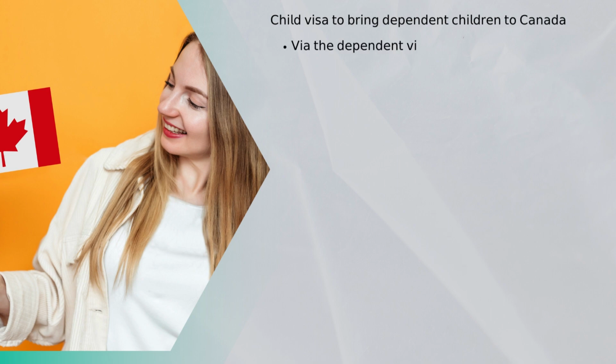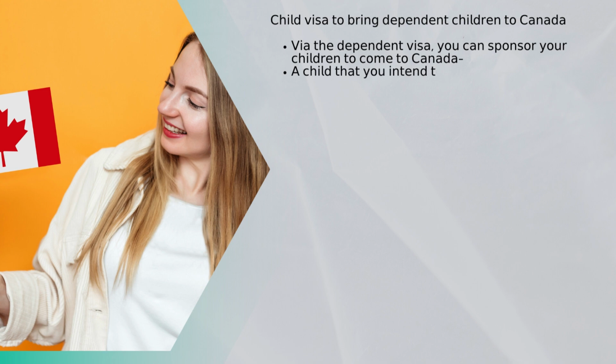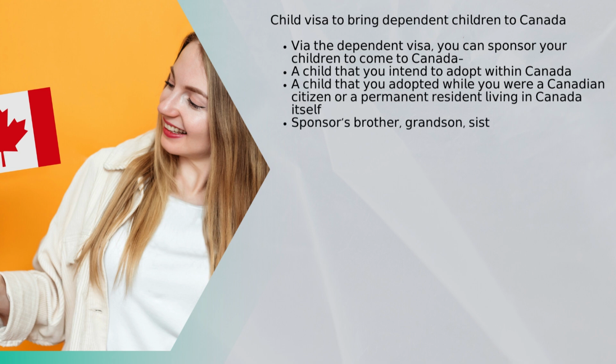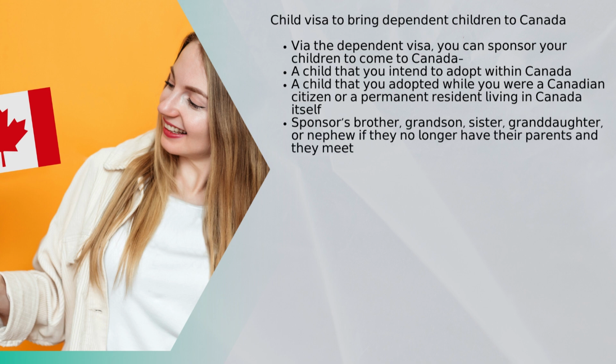Child visa to bring dependent children to Canada. Via the dependent visa, you can sponsor your children to come to Canada. A child that you intend to adopt within Canada. A child that you adopted while you were a Canadian citizen or a permanent resident living in Canada itself. Sponsors brother, grandson, sister, granddaughter, or nephew if they no longer have their parents and they meet the eligibility criteria.